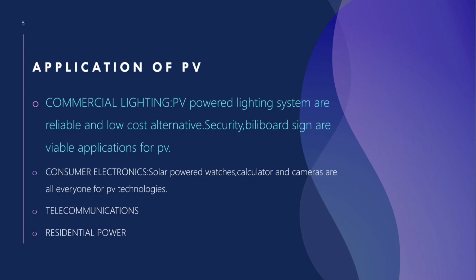Applications of PV. Commercial lighting. PV powered lighting systems are a reliable and low cost alternative. Security and billboard signs are viable applications for PV. Consumer electronics. Solar powered watches, calculators and cameras are all everyday applications for PV technologies. Telecommunications, residential power.